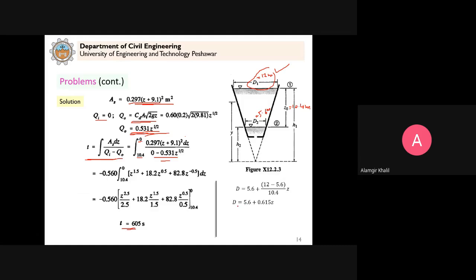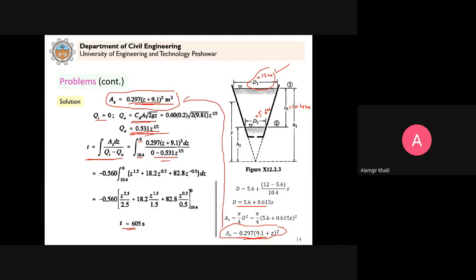Now you simplify, and we get the diameter equal to this. Then AS is equal to pi by 4 d square. You just put in this diameter, and when you simplify, AS is equal to 0.297 into 9.1 plus z, which is the same as the equation that we got earlier. You can see here this and this are the same. So whichever approach you want to follow, you should get the same answer.